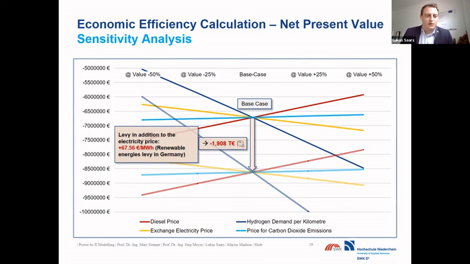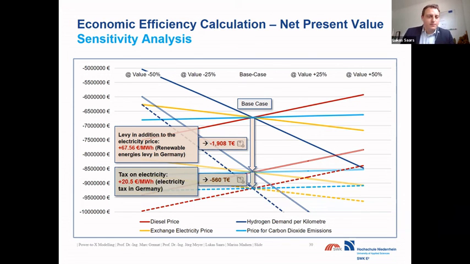And now we add a levy to the electricity price of 67.56 euros per megawatt hour. The levy corresponds to the renewable energy levy in Germany and comes from the renewable energy law in Germany. And we can clearly see that the levy has a significant impact on the result and reduces the net present value by 1.9 billion euros.